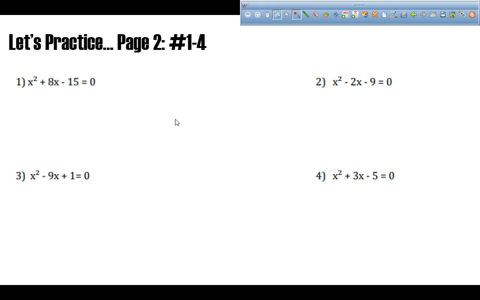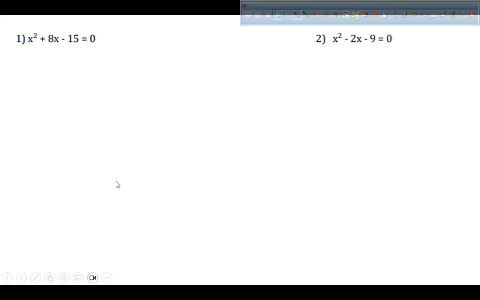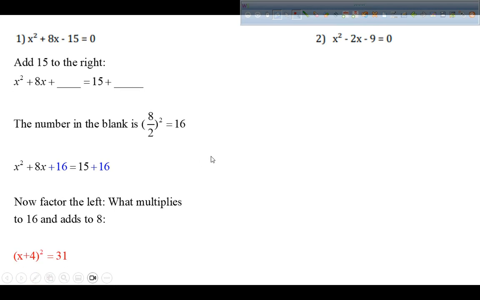All right, guys, I'm going to post the answers here. You let me know if you have questions. So for the first one, I added the 15, and my perfect square was half of 8 squared. So I got 16. So my blank number was 16. You can see that in blue down here. And then when I factored x squared plus 8x plus 16, I got (x plus 4) squared. My right-hand side was 31. Anybody have questions on the first one?